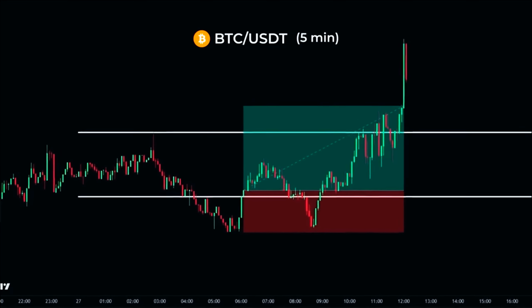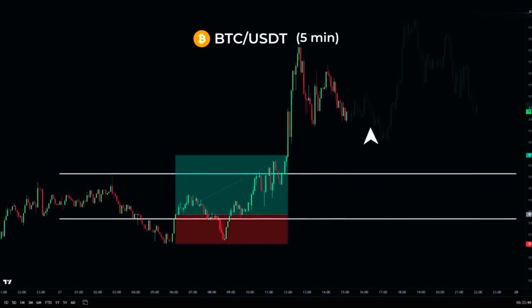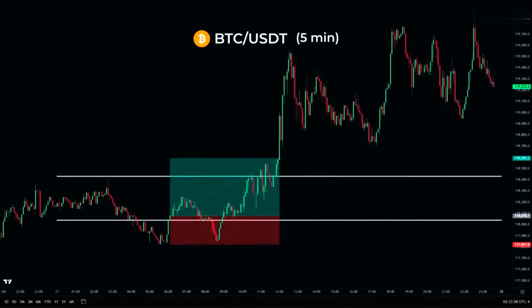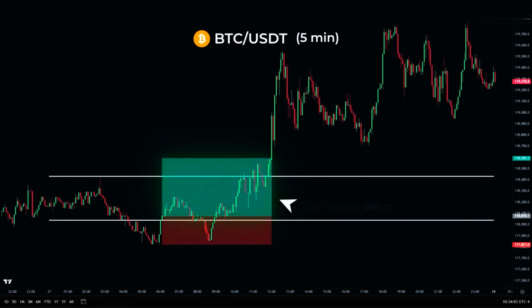So, as we let the chart play out, we can see that price is trading well outside of our 4-hour range. However, it didn't manage to re-enter again until the end of the day. That means for this trading day, there were no more valid entries to take. But even with getting just one trade today, it was a high-quality setup and we walked away with solid profits.